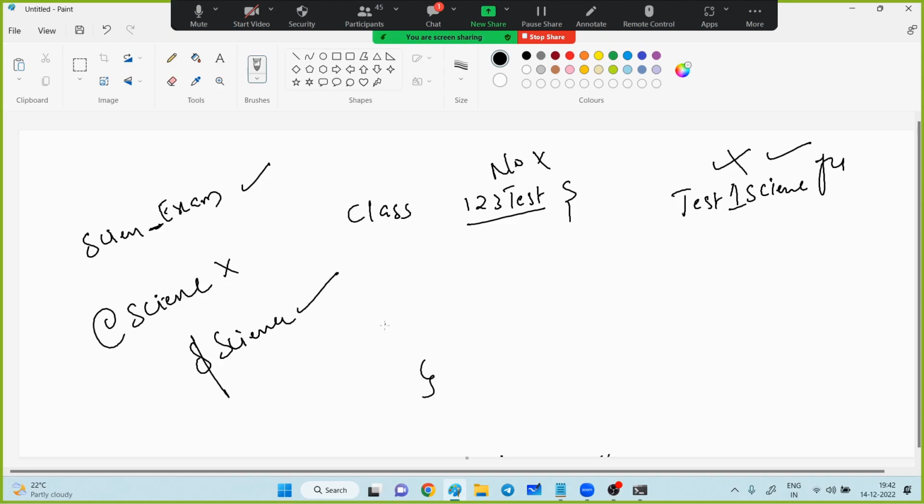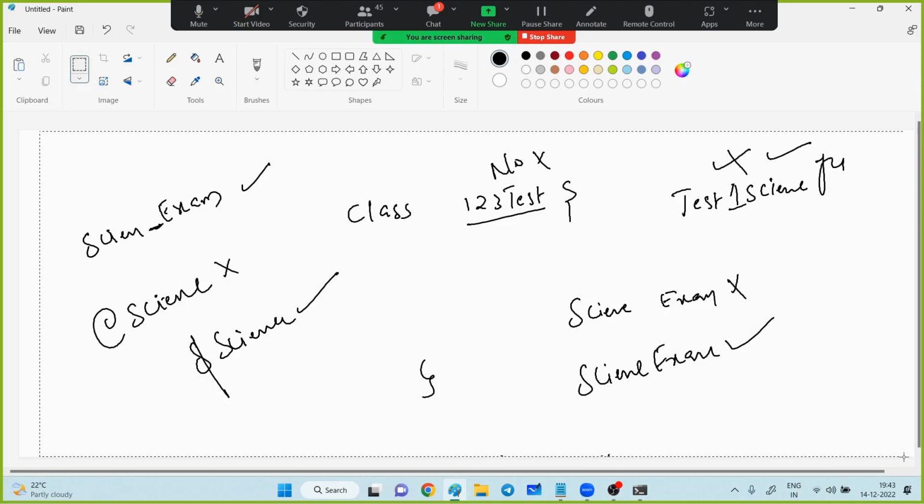Okay. Now suppose I write it like this, science space some exam. Wrong, sir. Suppose I write it like this. Correct, sir. Right. These are the three identifiers. Okay.